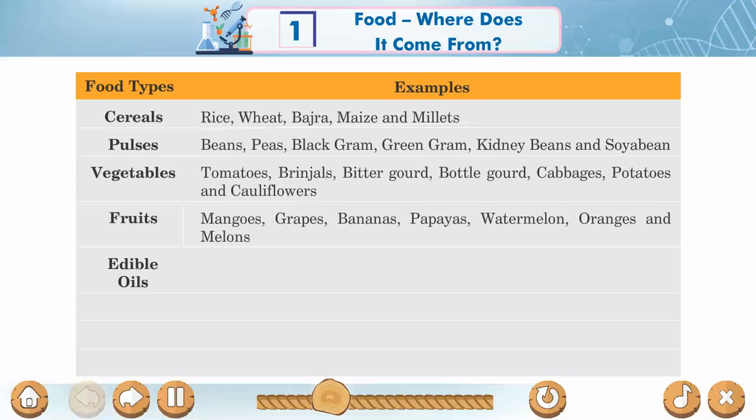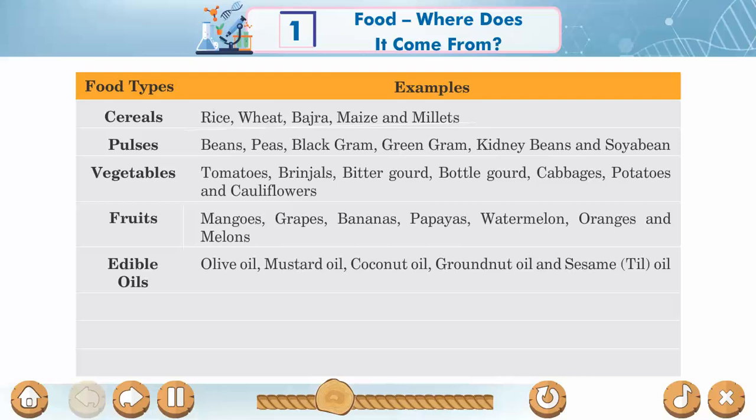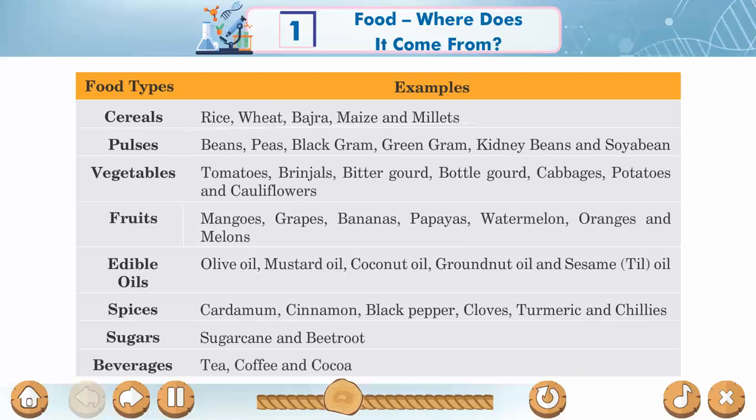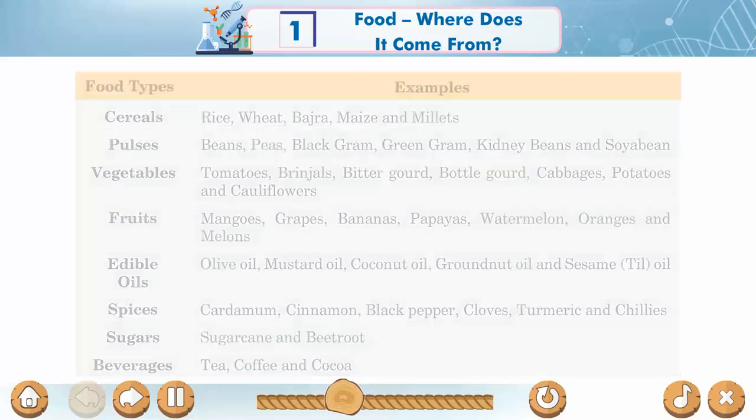Edible oils, olive oil, mustard oil, coconut oil, groundnut oil and sesame til oil. Spices, cardamom, cinnamon, black pepper, cloves, turmeric and chilies. Sugars, sugarcane and beetroot. Beverages, tea, coffee and cocoa.